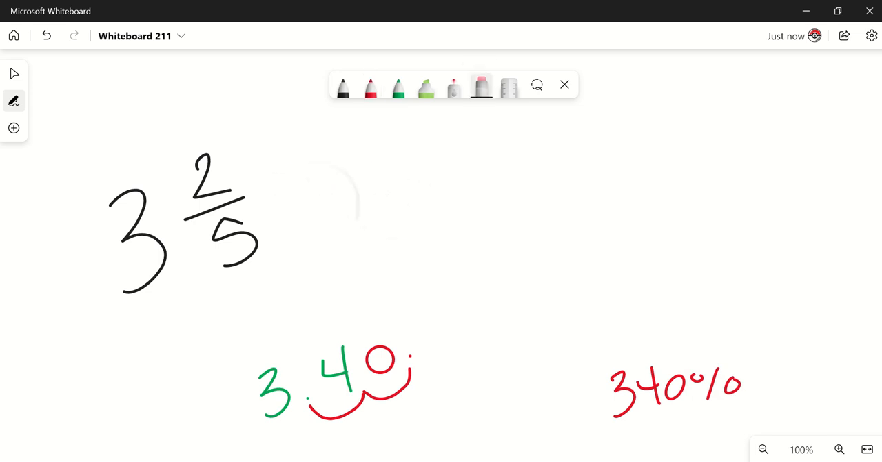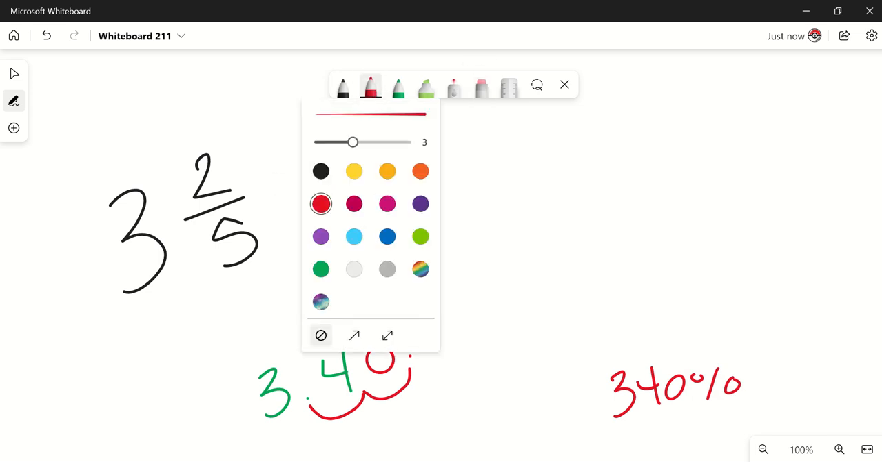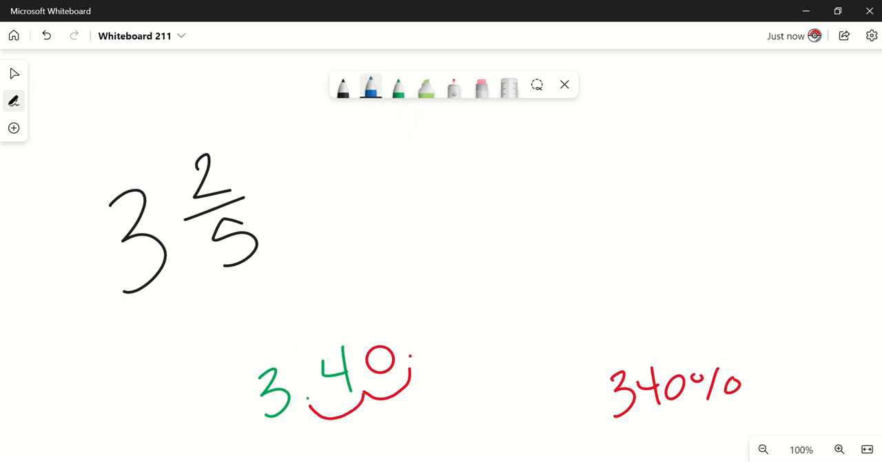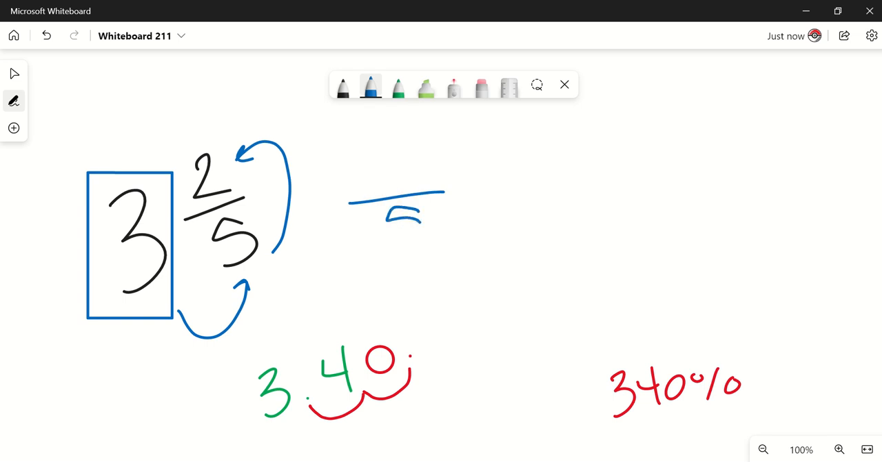Let's do the improper fraction way and turn it into a decimal or a percentage. 3 whole number times denominator plus numerator over the original denominator. Again, whole number times denominator, add that to the numerator and put that over the original denominator, which is 5 in this case. 3 times 5 is 15, plus the 2 will be 17. 17 over 5.